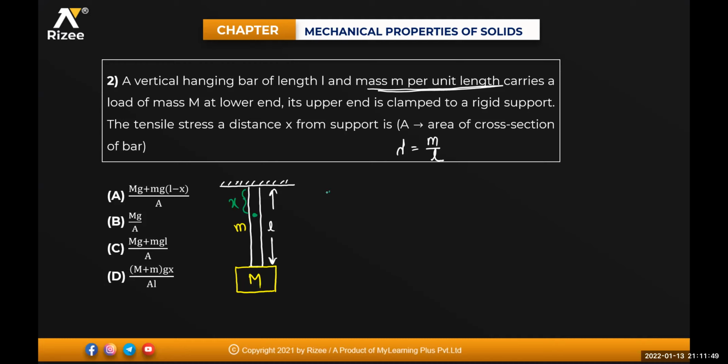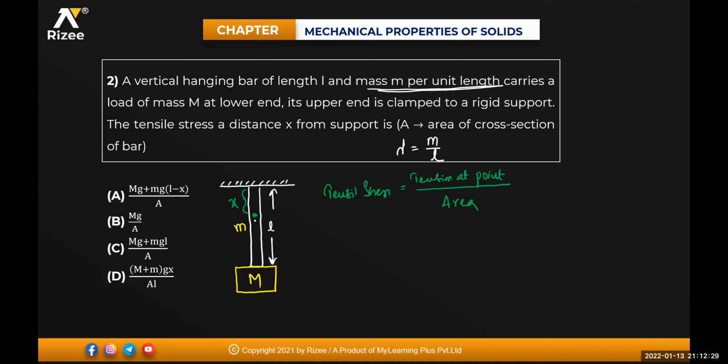Okay, so let me first write the formula. Tensile stress is equal to tension at the point, whatever point you are talking about, divided by your area. This is our basic formula, beta, isn't it? So tensile stress is equal to tension by area. Now tension at a distance of x would be how much, beta? The amount of force which has been acting on that, isn't it? That means mass per unit length of the rod into the length of this rod. So total length is L, so remaining length will be L minus x, isn't it?